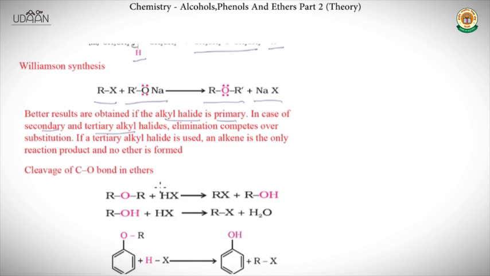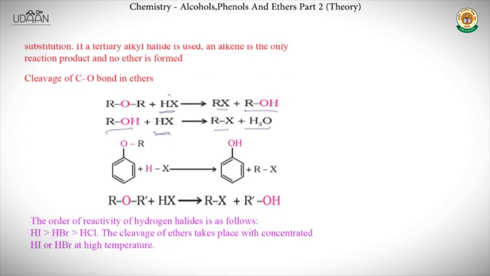Now the cleavage of the C-O bond in ethers. When ROR is reacted with HX, it forms RX plus ROH, and if we again react the alcohol with HX, or if in this step we have excess of HX, it forms RX plus H2O. Similarly, PhOR reacts with HX to form phenol and alkyl halide, and the unsymmetrical ether ROR' also undergoes reaction with HX to form RX plus R'OH.